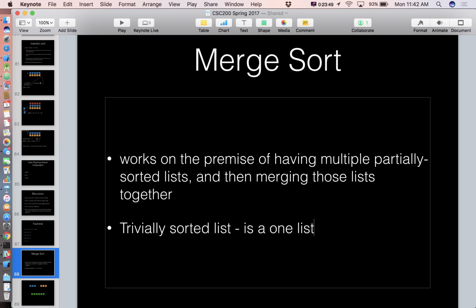Now we'll bump back up and we'll have a one list and a one list, and we'll merge those together to give us a partially sorted 2 list. So I have a 2 list and a 2 list. Now I'll merge those together to give me a partially sorted 4 list, so on and so forth. That make sense? Remember last time we mentioned this idea of divide and conquer?